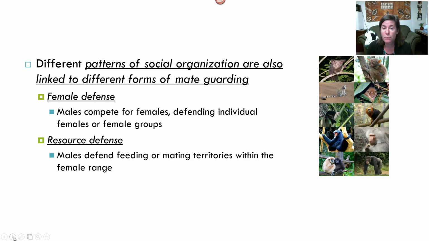So the males, the spouses, the mates are actually defending their spouses from other individuals who may try to mate with them. We also have what's called resource defense, where males defend feeding or mating territories within the female range. So the males are defending resources, effectively, that the females need to survive and reproduce successfully. They're not defending the females per se as much as the resources that the females require. And each of these results in very different patterns of social organization.